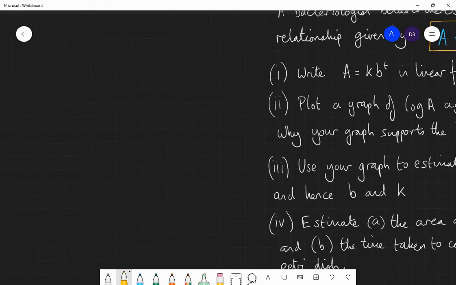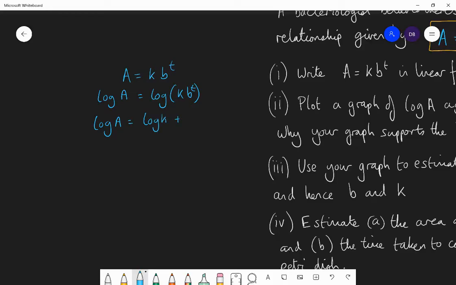So, using our process from last lesson, we know that A equals KB to the power of T can be rewritten in linear form by using logarithms. So we can take log of both sides. So log of A is equal to log of KB to the power of T. And therefore we can split up the log on the right side. So log A is equal to log of K plus log of B to the power of T, and using the third log law, that becomes T log B. So now we have it in a linear form.